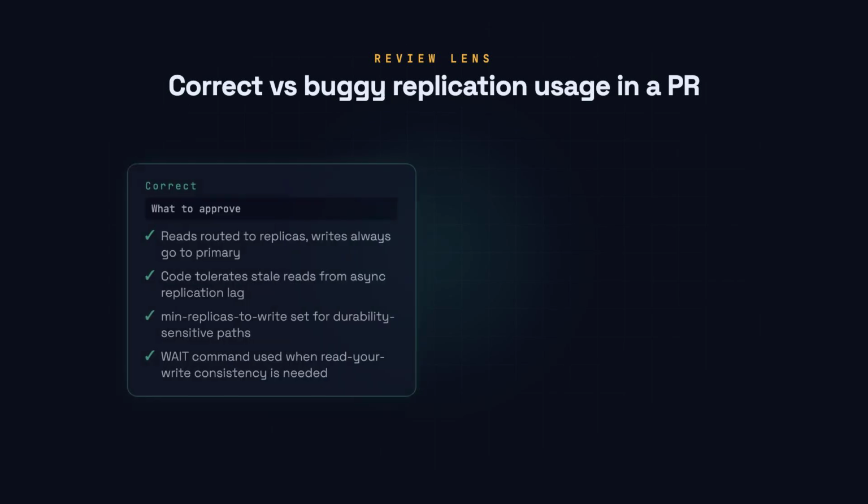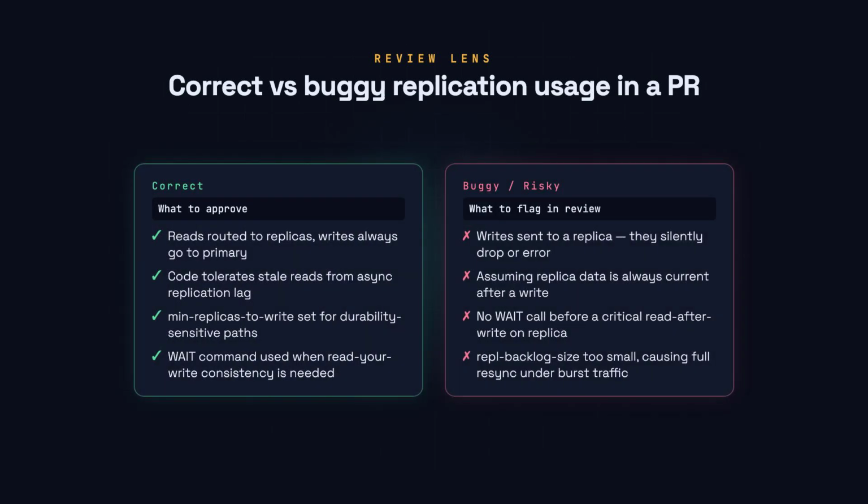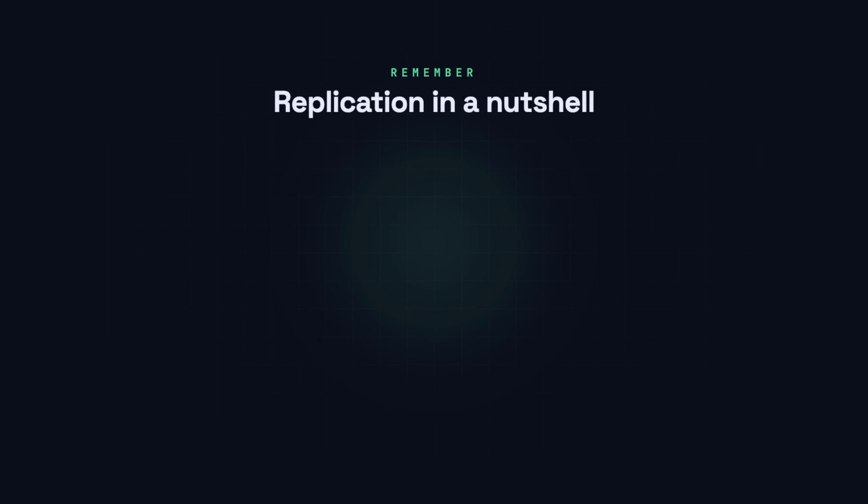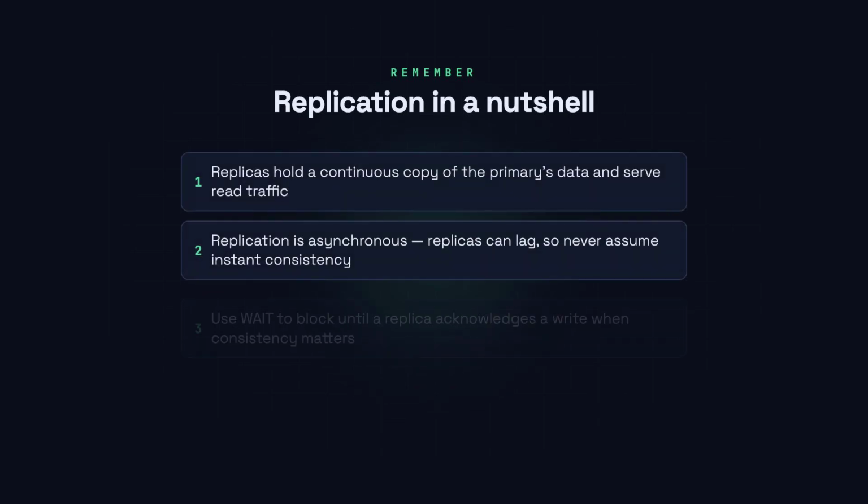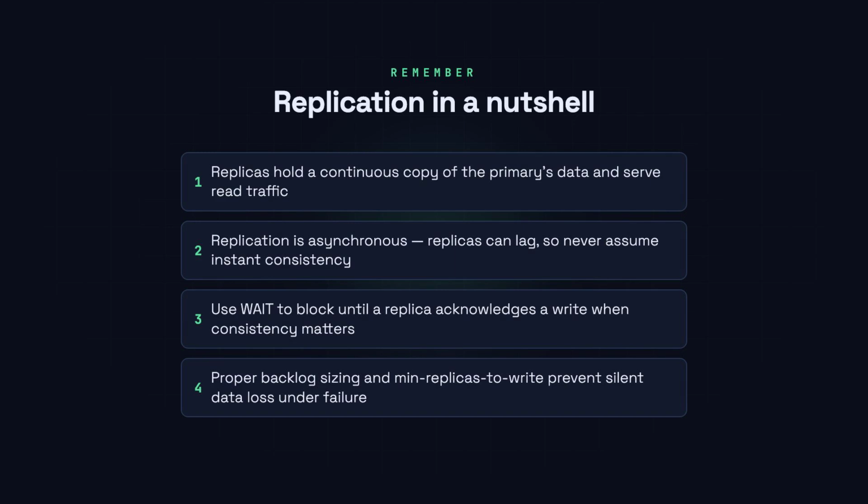When reviewing a pull request that uses replication, check that writes never target a replica, that any read after write path either uses the primary or calls wait, and that the replication backlog is sized for your traffic spikes to avoid expensive full resyncs. Remember, replicas scale reads and enable failover, but async replication means a replica may be slightly behind. Use wait or route critical reads to the primary and size your replication backlog to match your peak write rate.